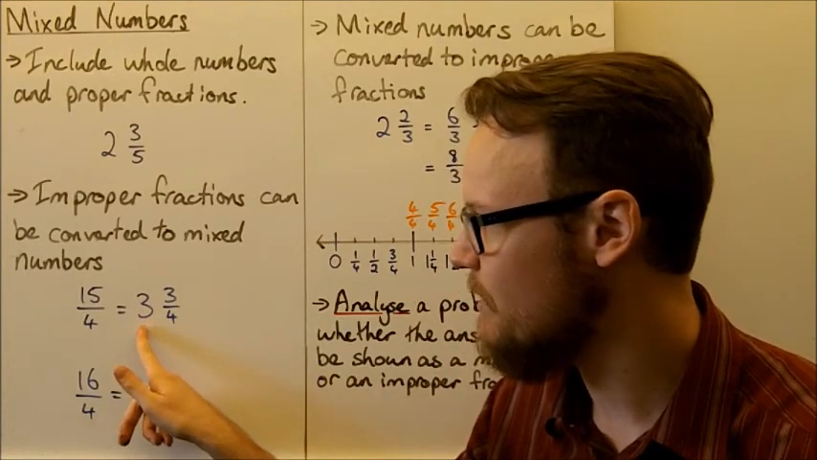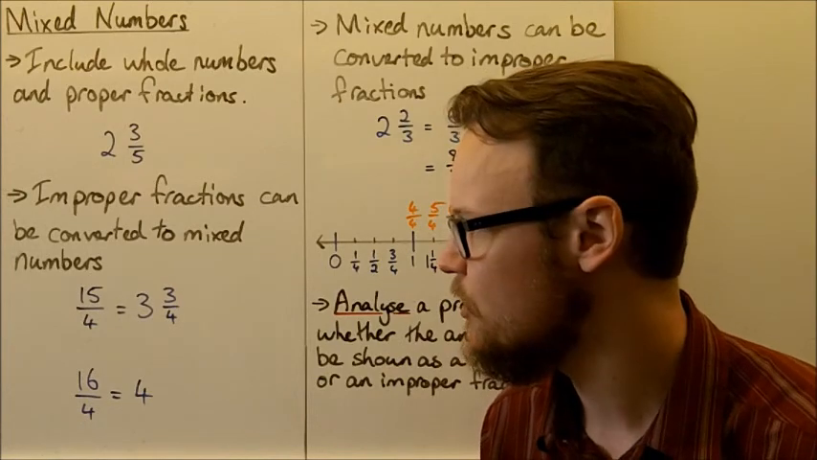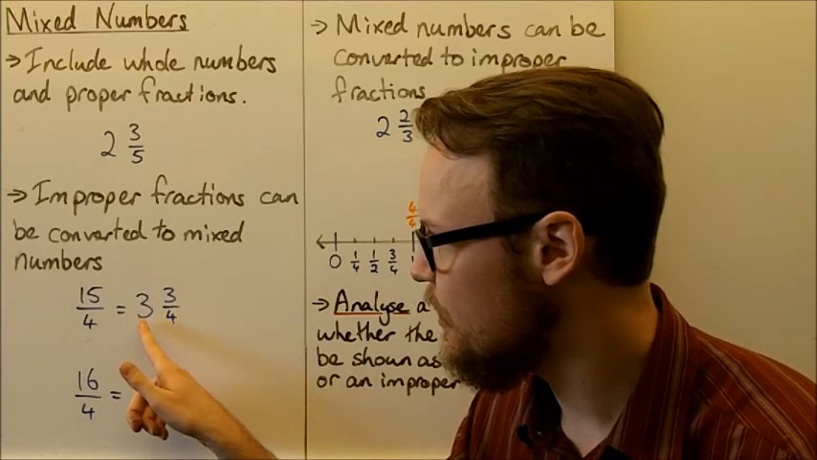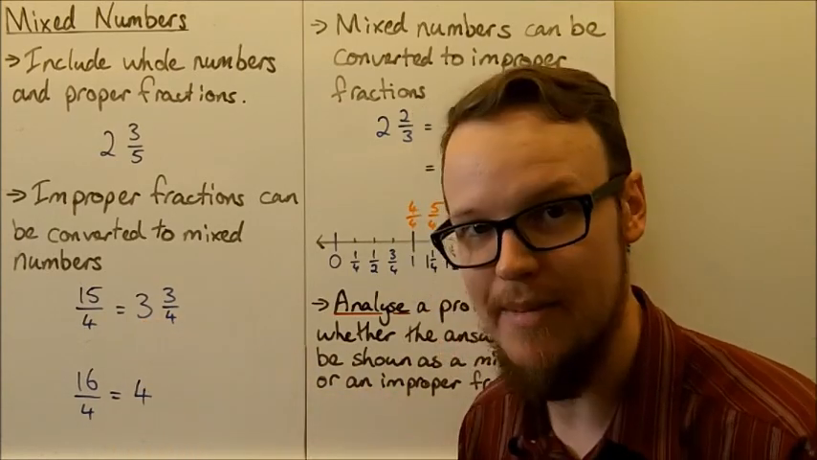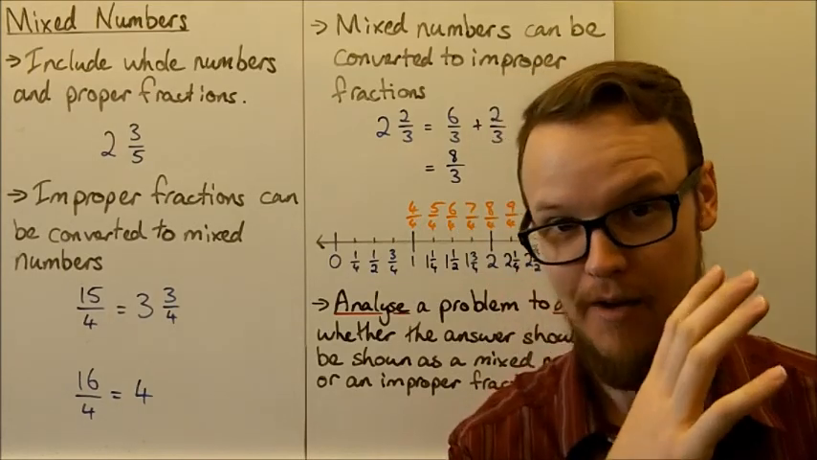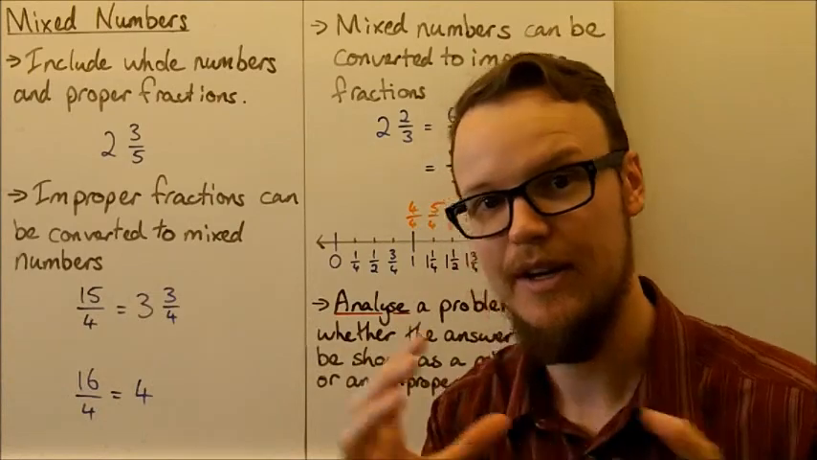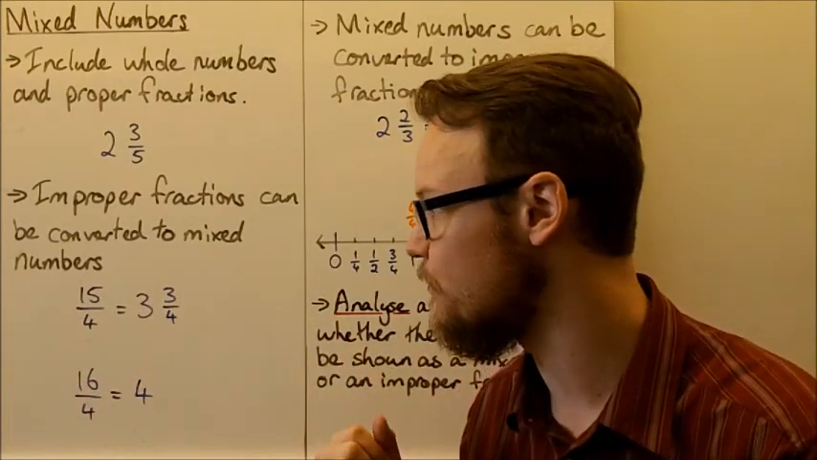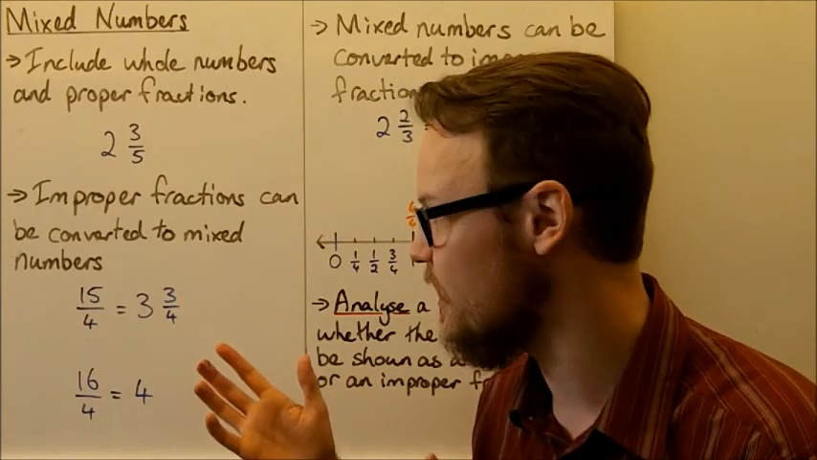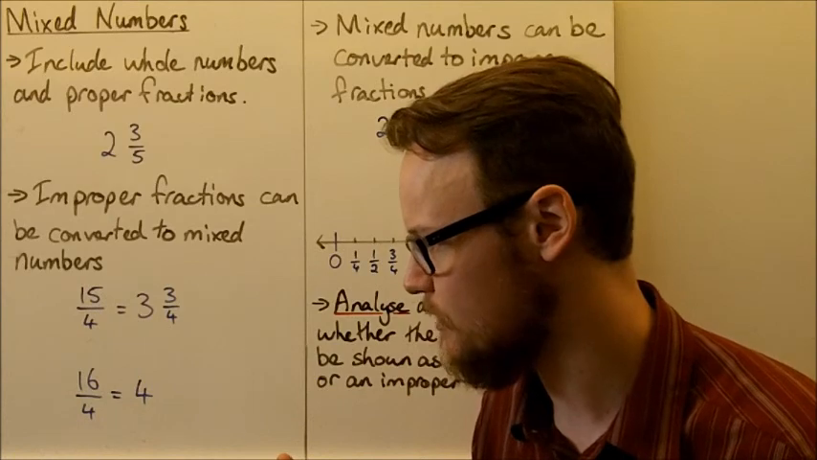So that's how we've converted 15 quarters to 3 3/4. You can see here that 3 whole amounts is going to be 12 quarters because it's got a group of 4, a group of 4, a group of 4. We've got 3 whole groups of 4. So that's going to be 12 quarters. And then we've got these 3 quarters left over. So we've got 12 quarters plus the 3 quarters, which is our 15 quarters.